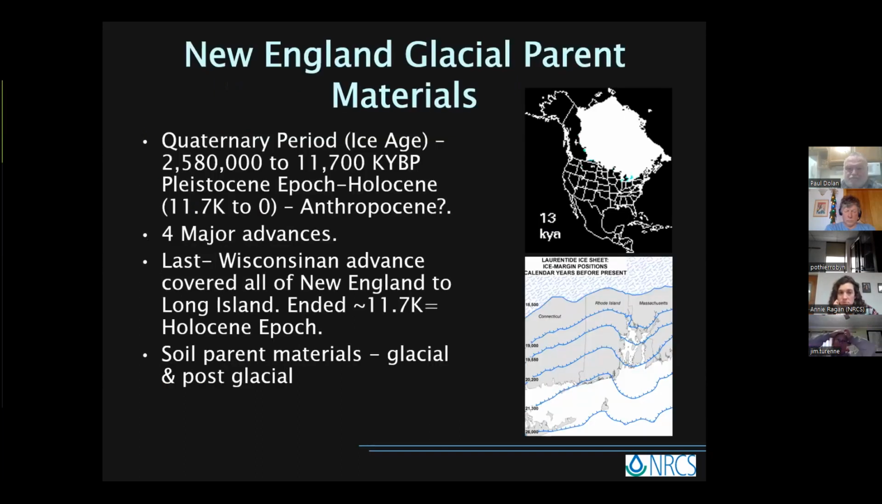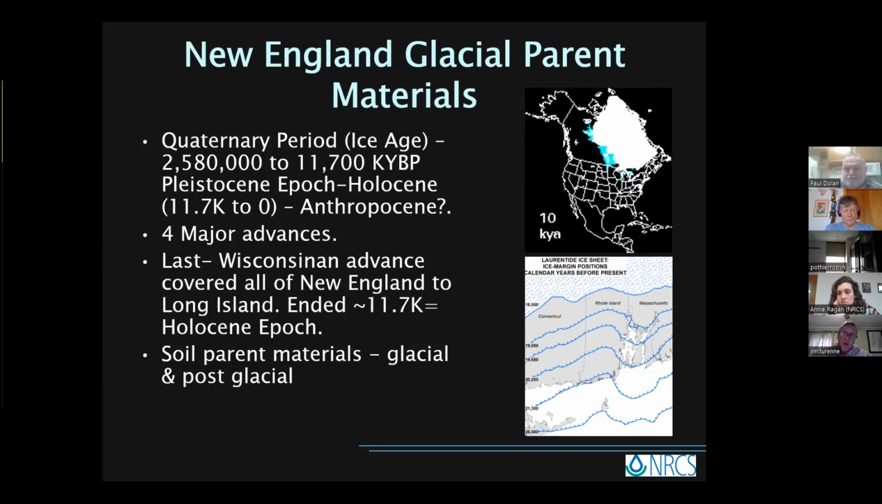Our New England parent materials, I kept talking about glacial. All of New England, all the way out to Block Island, was covered by ice about 26,000 years ago. It was called the Wisconsin glaciation. It was the last glacial advance, following a series of 3 other ones before that. Each of those advances was followed by an interglacial stage.